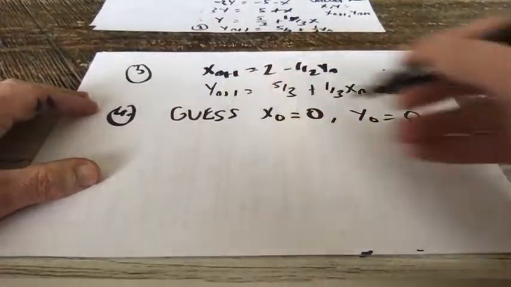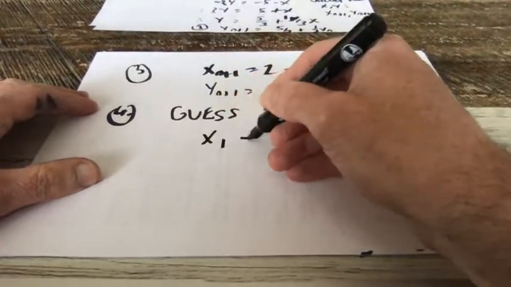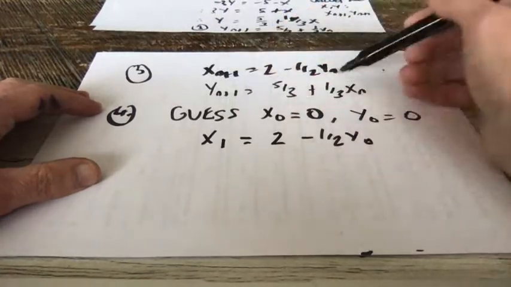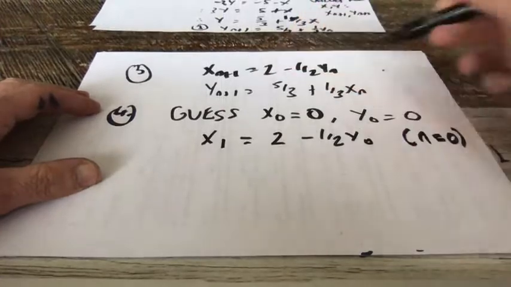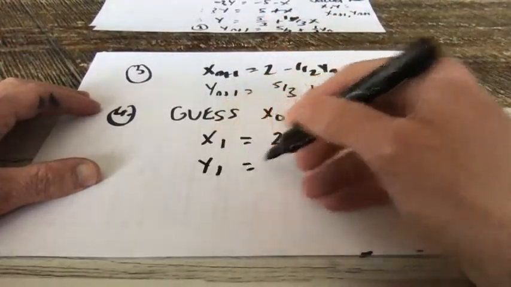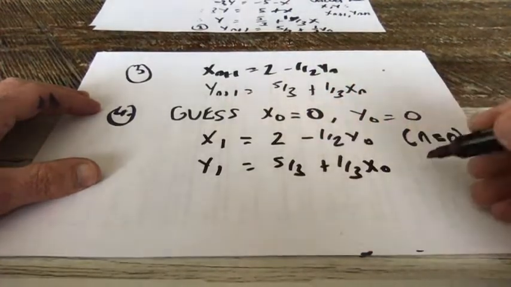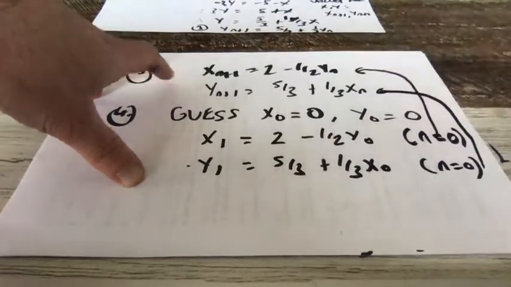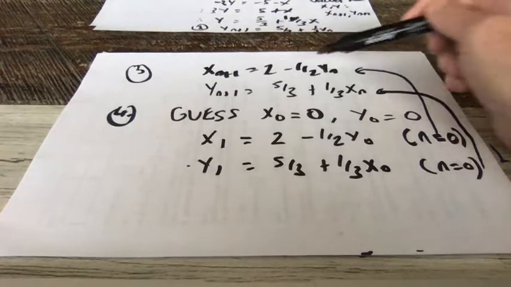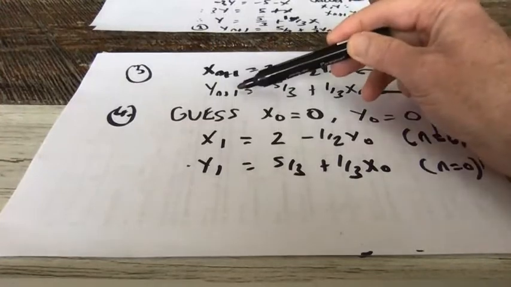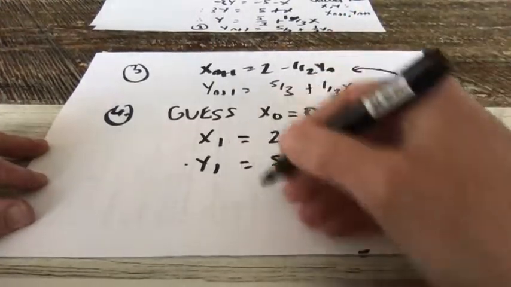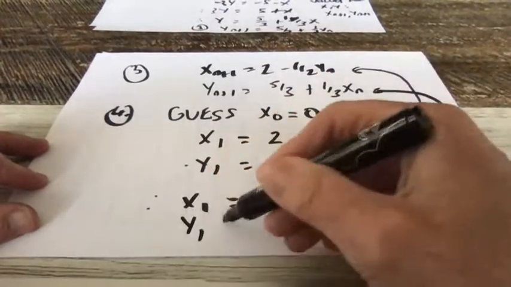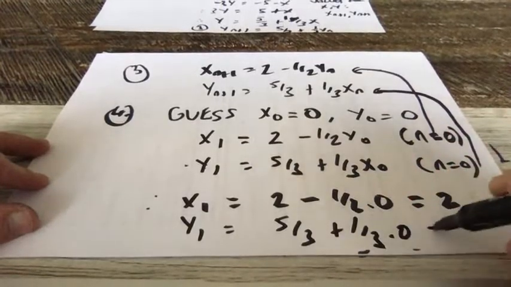So let's call your first improved value for x, x1. And if you use this formula here, you see it's 2 minus a half y0. If n is 0 here, basically I'm putting n equal to 0 in my general formula up here. And to get y1, I get 5 over 3 plus 1 over 3 x naught. Again, I'm putting n equal to 0 in my general formula. Or another way to think of it is this formula tells you, to get the new value for x, use your old value for y. Then you substitute in here. So x1 is 2 minus a half by 0, which is 2. Agreed? And then y1 is 5 over 3 plus 1 over 3 by 0, which is 5 over 3.